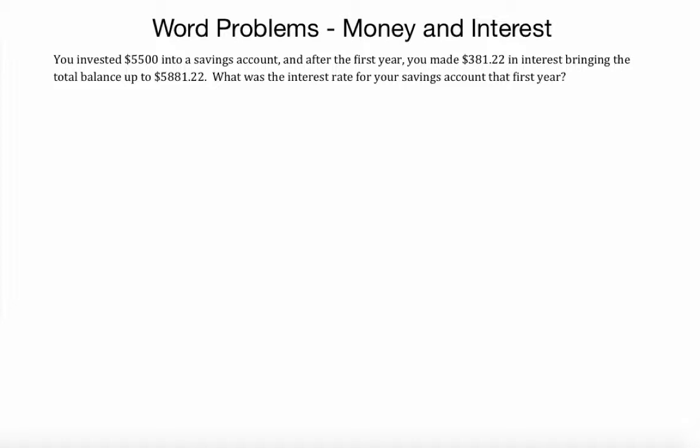So let's take a look at this problem here involving interest and interest rates and then talk about how to go about solving it. You invested $5,500 into a savings account, and after the first year you made $381.22 in interest, bringing the total balance up to $5,881.22. What was the interest rate? That's the question we're trying to answer for your savings account that first year.